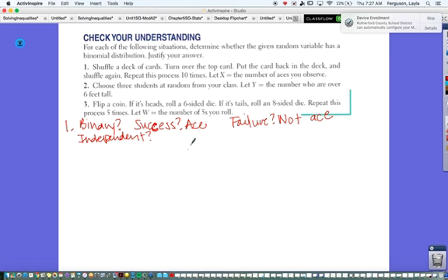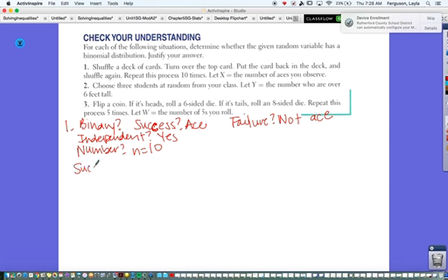The next question is independent. So does one affect the other? And because it tells us that we are putting this card back in the deck, that means that what happens with the first one does not affect the second one, and so on and so forth. So it is independent. That's good. N is for number. So do we have a set number of times that we're doing this? And in our problem, it tells us that we are choosing 10 cards. So our number would be n equals 10.